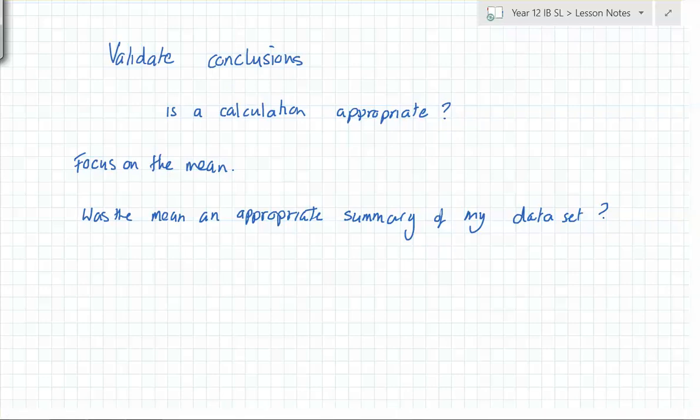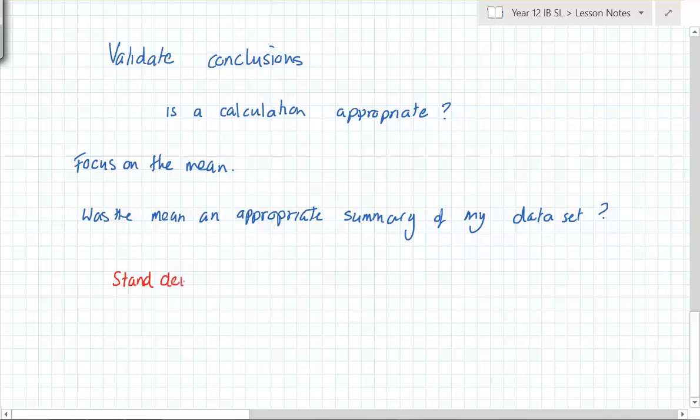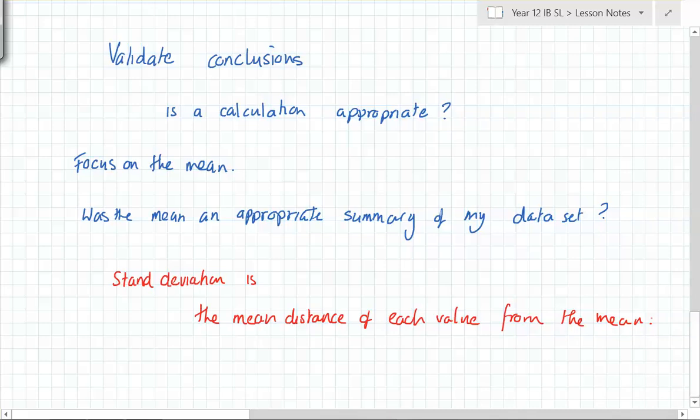Okay? So, in really simplistic terms, the standard deviation is the mean distance of each value from the mean. The mean distance of each value from the mean. Does that make sense?